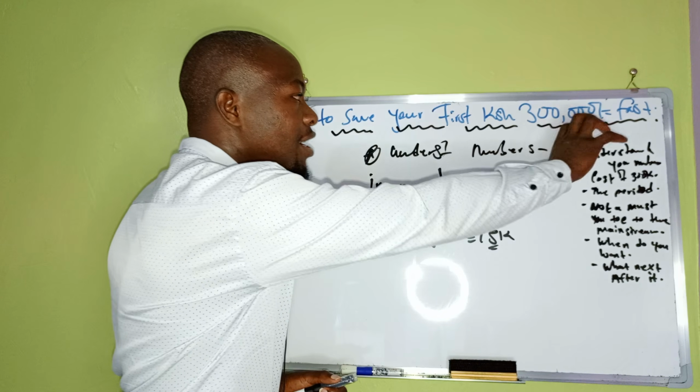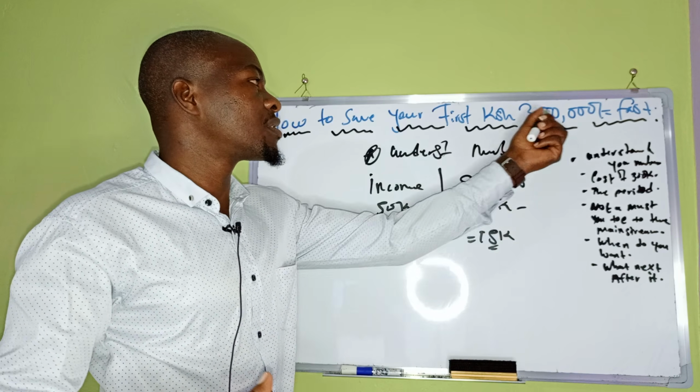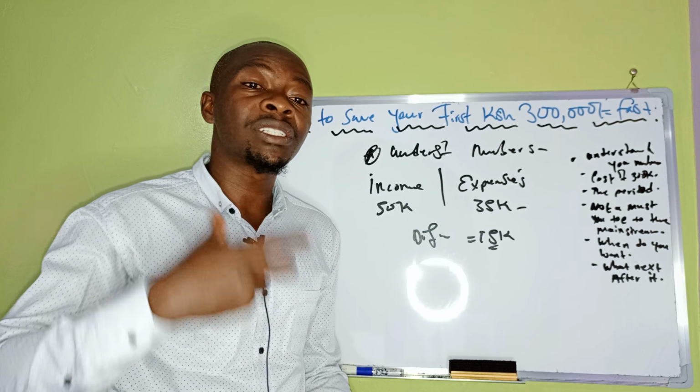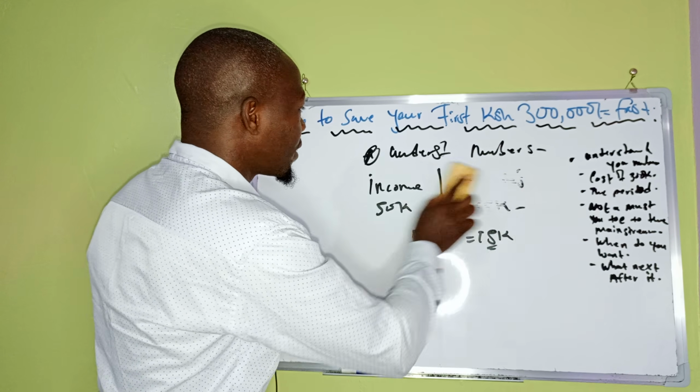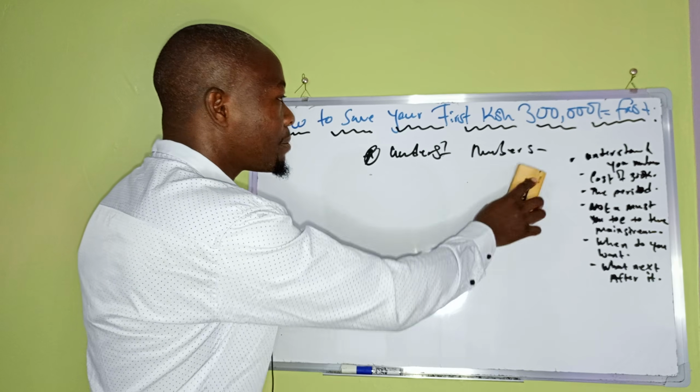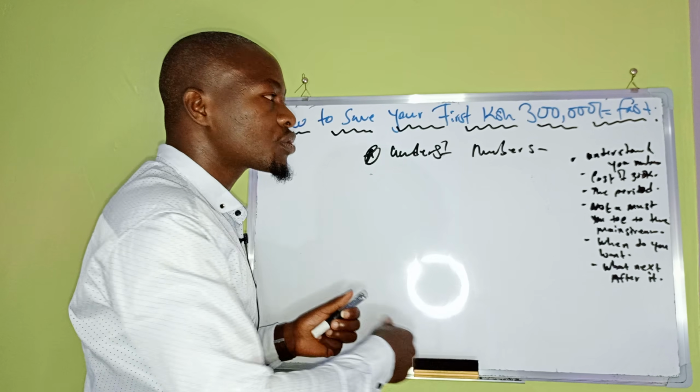The point is, understand your numbers, because you cannot focus on saving this amount of money if you do not understand your numbers. Fine. After understanding the numbers, what do we do? The next thing you do after understanding your numbers is to count the cost of 300K.